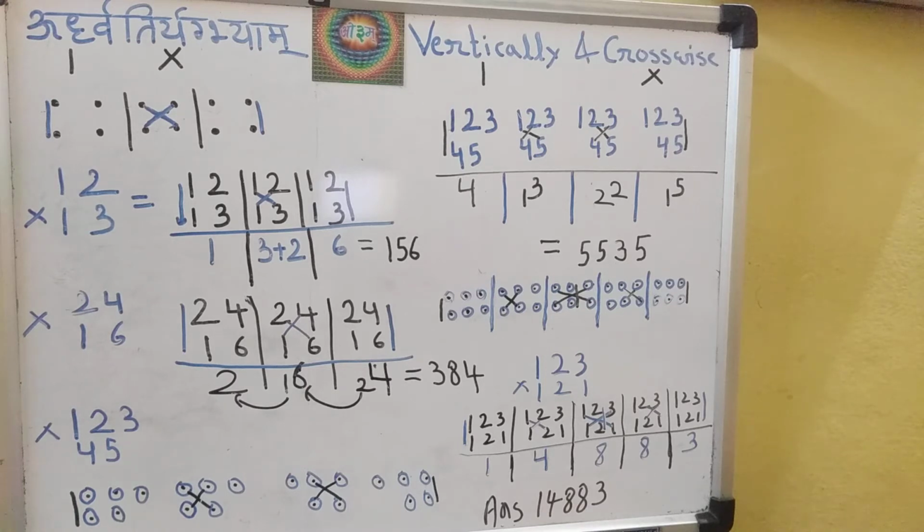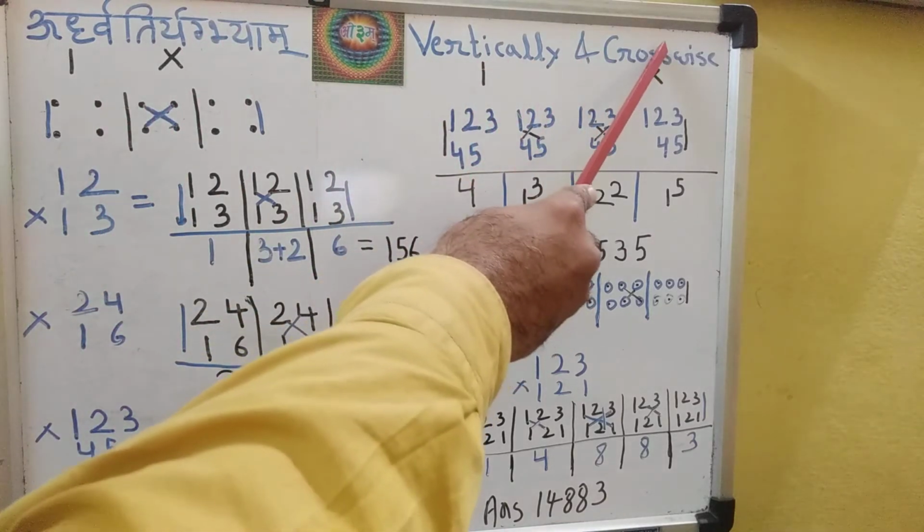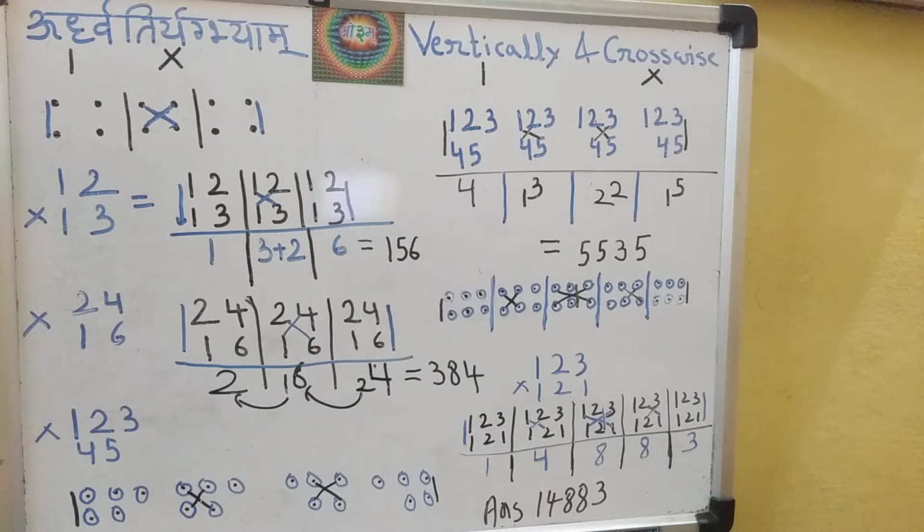Here we use the Vedic Sutra Urdhva Tiryakbhyam, meaning vertically and crosswise. As the name suggests, the method consists of steps involving vertical multiplication and crosswise multiplication, giving the answer in one straight line. The multiplication can be carried out from left to right or from right to left. You can use this method when you find it difficult to multiply by any other method presented earlier.